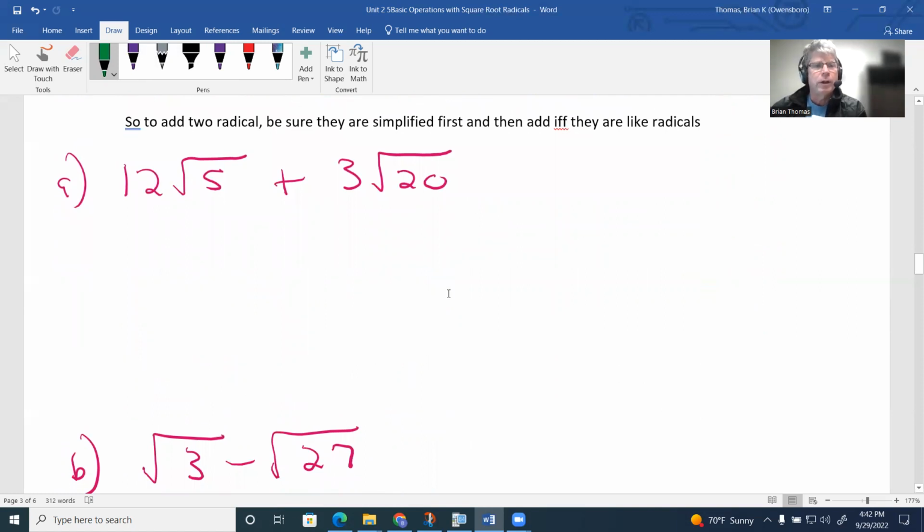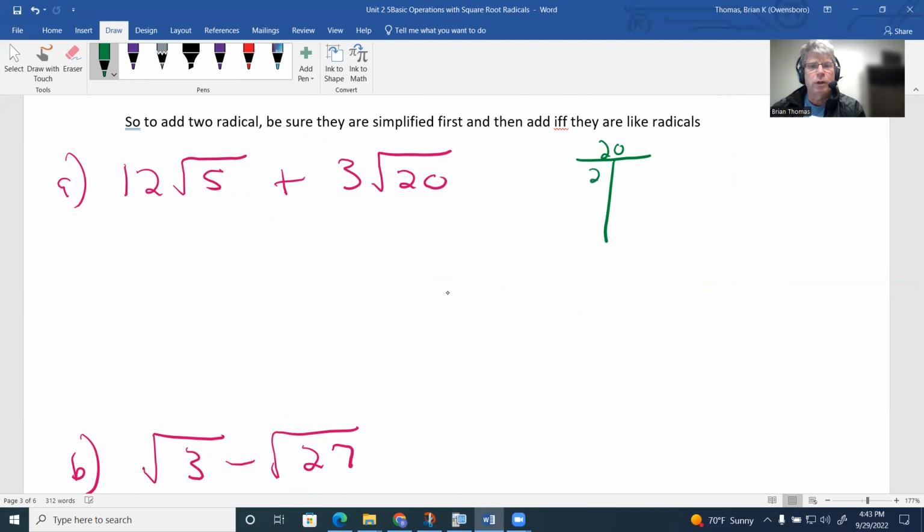So if I look at this problem right here, we want to add these 2 radicals. But before I'm going to add these 2 radicals, we also have to make sure they're simplified. Well, 5 can't break down any, so there's no way there's going to be a factor pair for 5. But 20 has plenty of room to break down. So what we want to do is break down the 20 and see what we come up with.